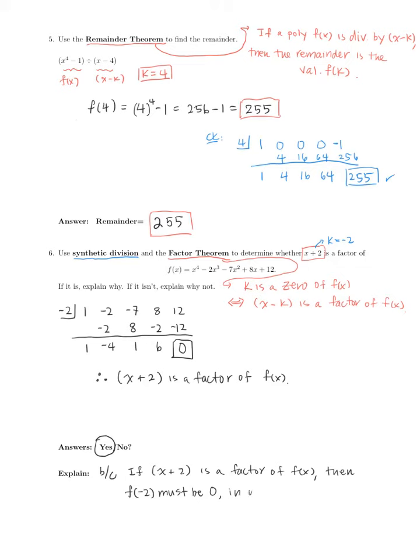In which case, it is. Or you can say that if x plus 2 is a factor of f of x, then dividing f of x by x plus 2, the remainder should be 0. You can also say that. All right, so either way is okay. However you want to explain it is okay, as long as it's legit.